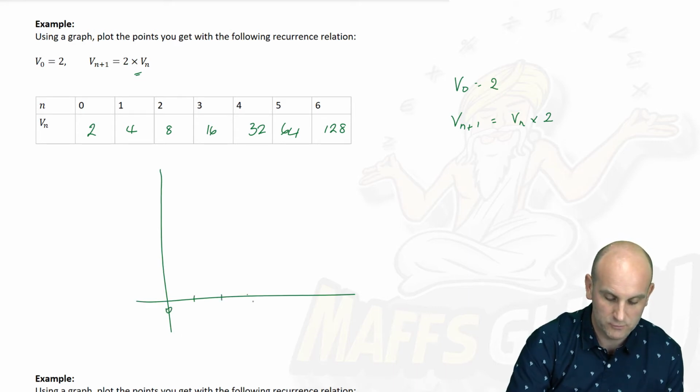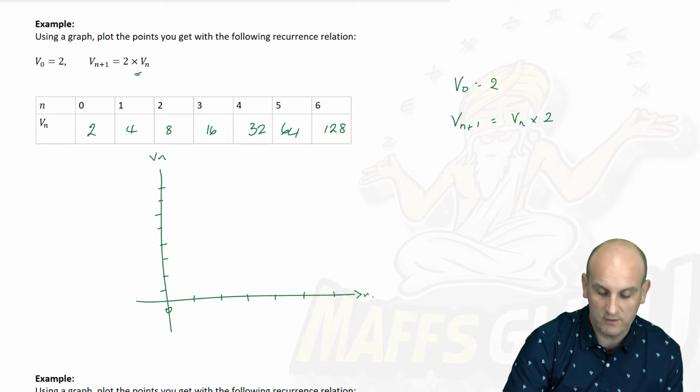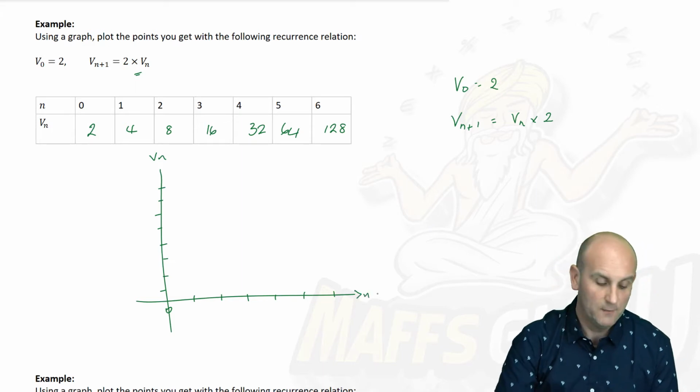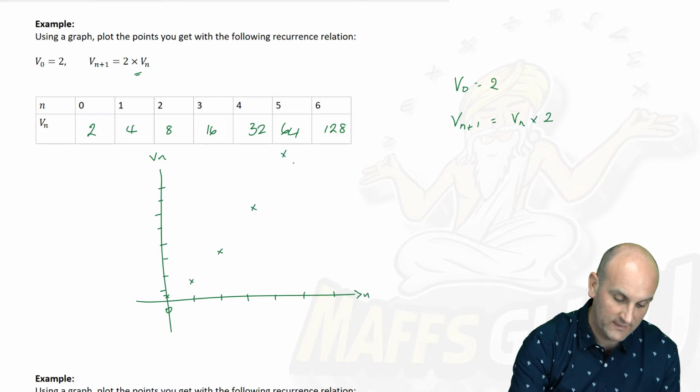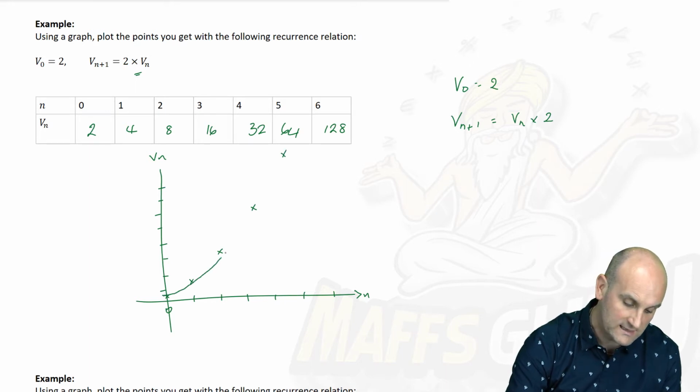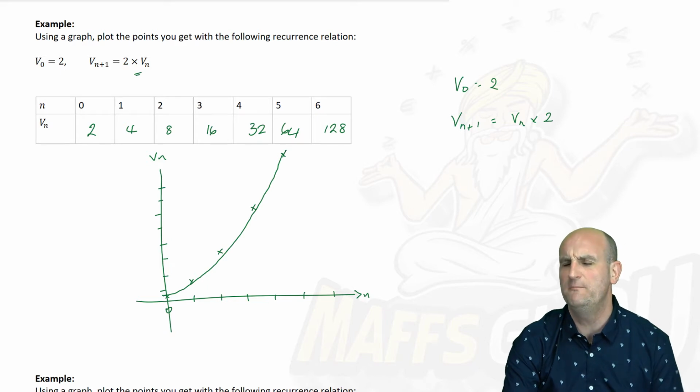and this is my 0, 1, 2, 3, 4, 5, 6, and these are my values of Vn going up the side. I'm not going to make this accurate because hopefully you'll be able to see this. But when it's 0, let's say my value is at 2, down here. The next one is at 4, then it's twice as big, then it's bigger again, and then it's bigger again. And what you get is a curve that goes on to infinity and beyond.